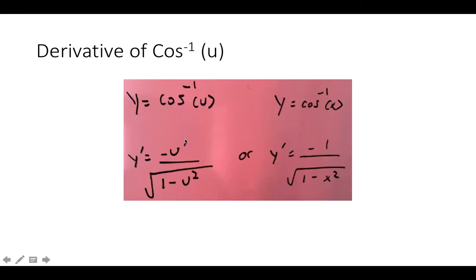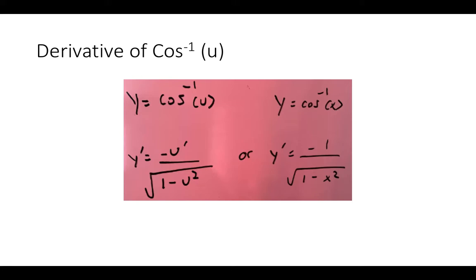When dealing with the derivative of inverse cosine, it's going to be the negative u prime divided by the square root of 1 minus u squared. This is my go-to formula. This is what I use.